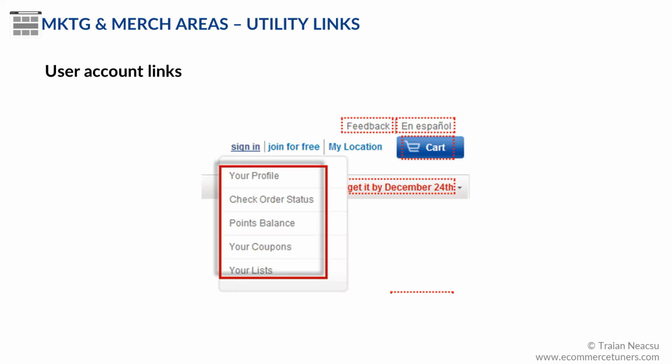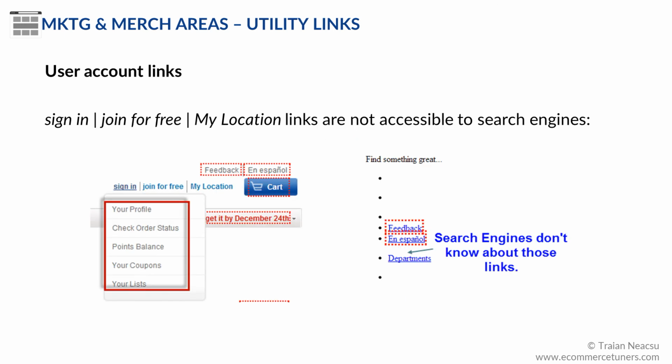Another option is to deactivate some account links until the user signs in. In this example, the links to your profile, check order status, points balance, your coupons, and your lists are not active HTML links until you sign in. Additionally, the sign in, join for free, and my location links are implemented with JavaScript and are not accessible to search engines.